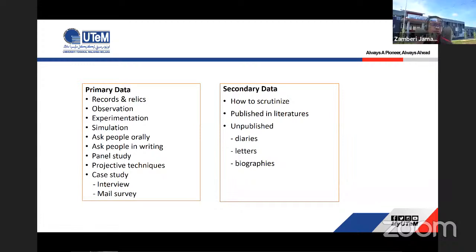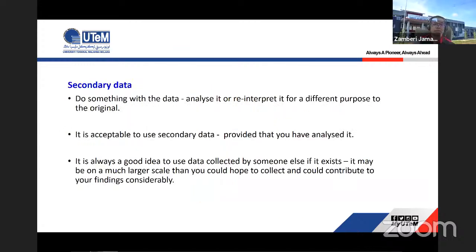I mean, the interview session, panel, case studies, things like that. And when we work with secondary data, normally we should ask ourselves how to scrutinize this data. These are the data published in literature. It could be unpublished also. But be very careful. Whenever we work with secondary data, we have to be very careful because we need to ensure that this data is valid.